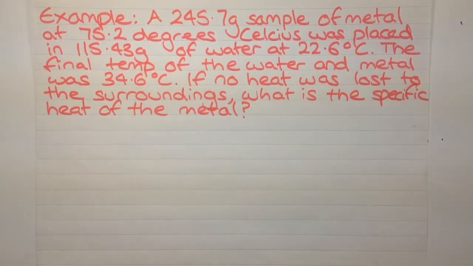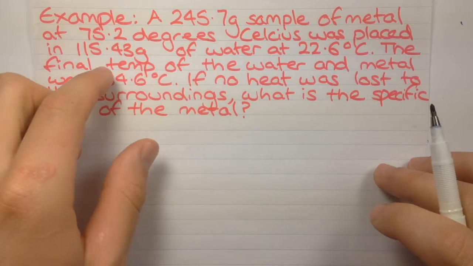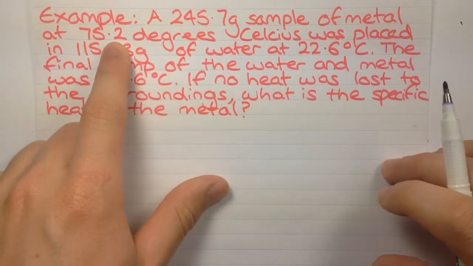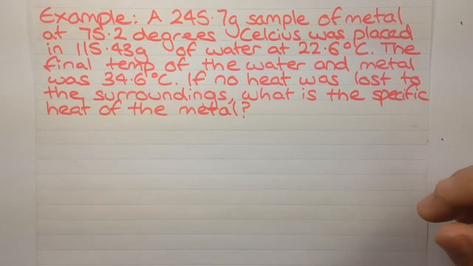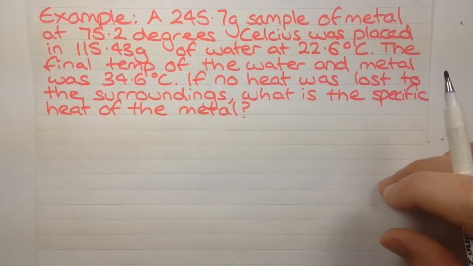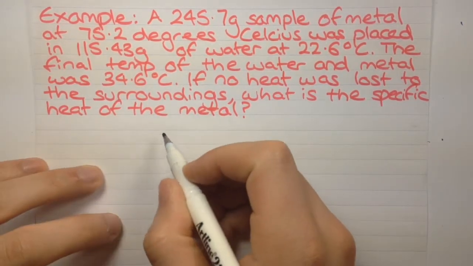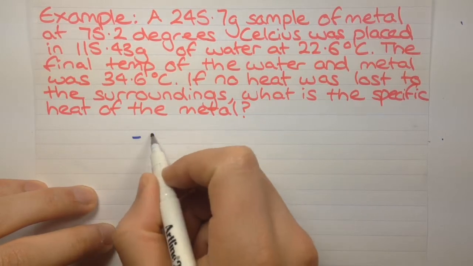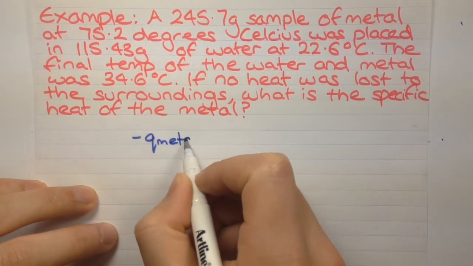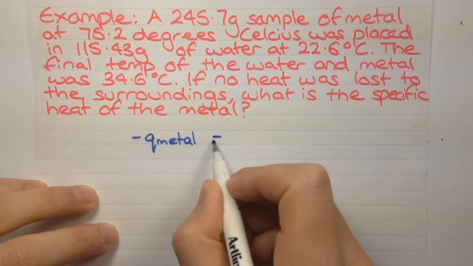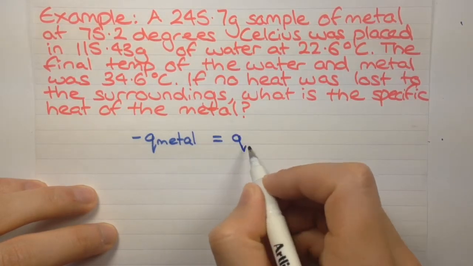Well, what that final line tells us is that all the heat that moves out of the metal, we can assume that heat moves from the metal to the water because the metal is hotter, so all that heat energy that moves out of the metal must move into the water because that's the only place it can go. It can't go to the surroundings. Right, so that leads to this equation where all the heat leaving the metal, we use a minus because it's leaving, goes into the water.